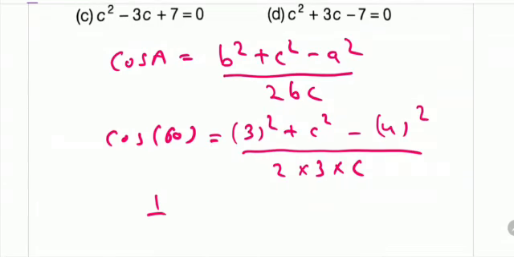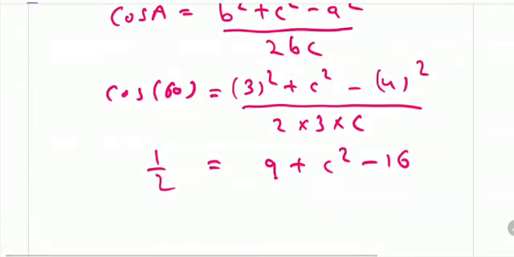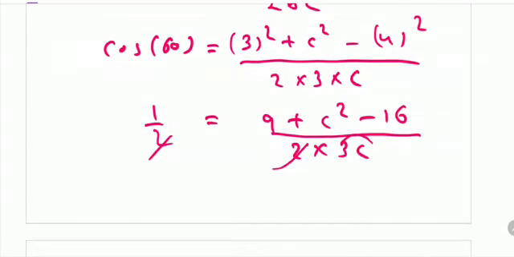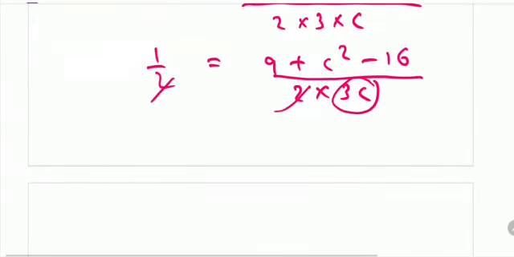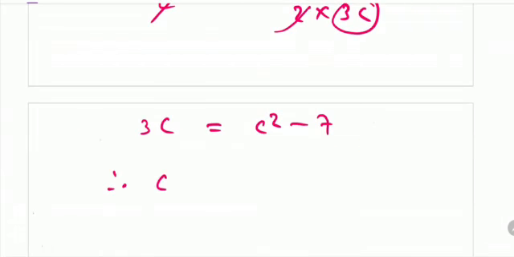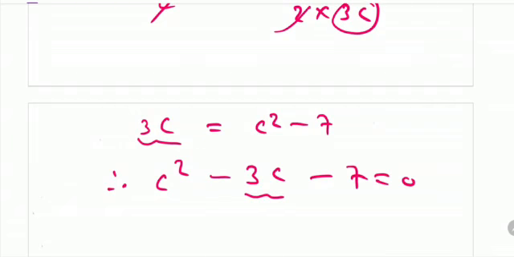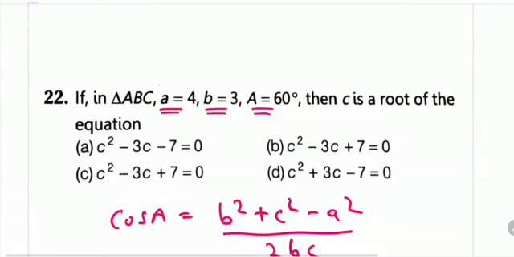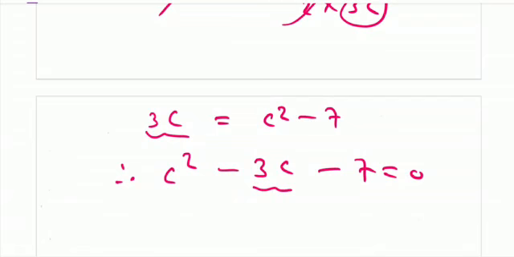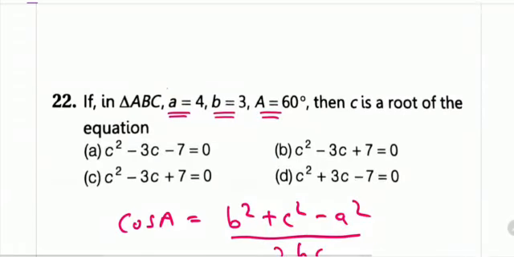That's it. Cos 60 is half. We get 9 plus c square minus 16 upon 2 into 3c, because I want to cancel this 2 on the side. This 3c I take to the other side. What we get is 3c equals 9 minus 16, which is minus 7, so we get c square minus 7. Therefore finally we get c square minus 3c minus 7 equal to 0. This is one of my options. Observe, this is c square minus 3c minus 7, which is nothing but option number A.